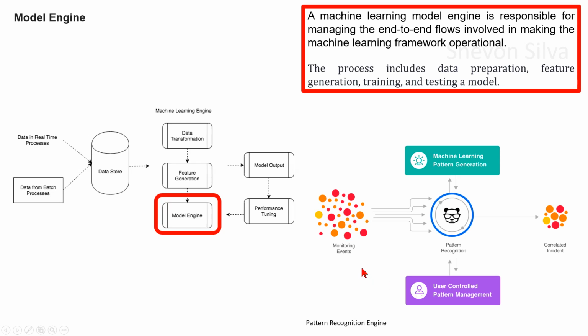Here you can see monitoring events are connected to pattern recognition, and pattern recognition is connected with machine learning pattern recognition and user control pattern management, and pattern recognition is moving to correlated incident.